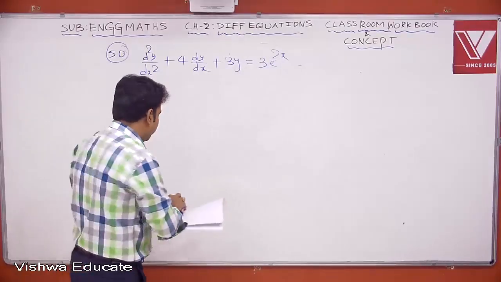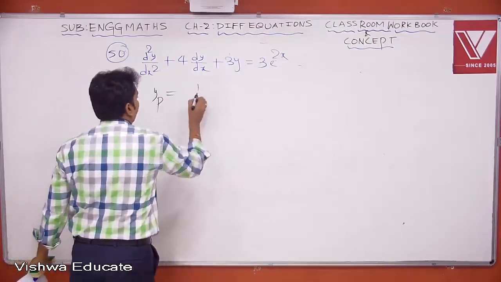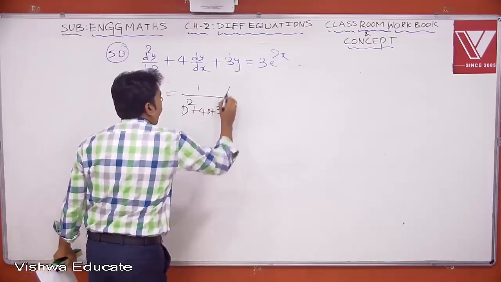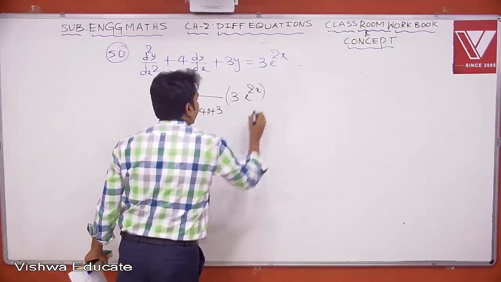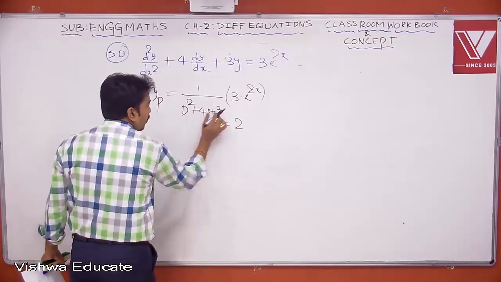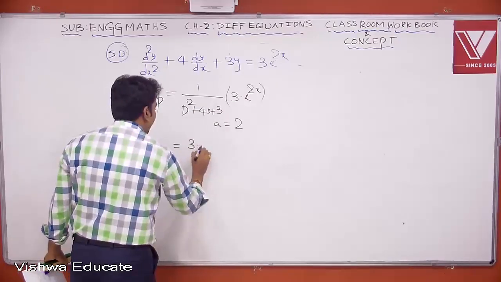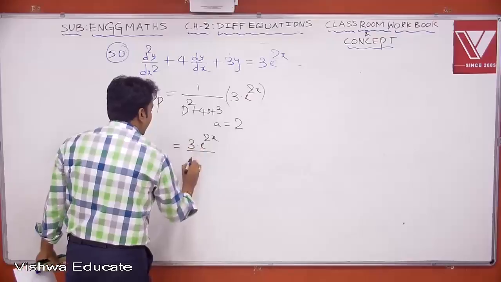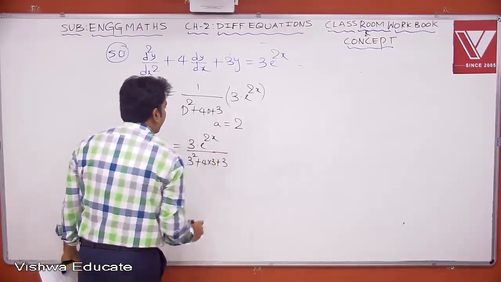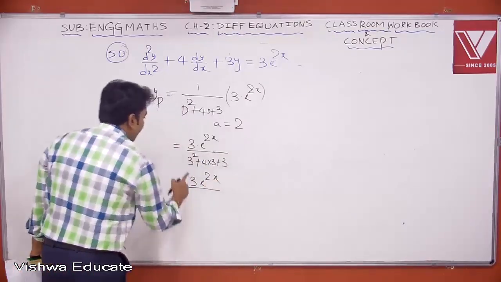Now look at this. I can find its Yp directly. So Yp equals 1 by f(D), that is D square plus 4D plus 3, of 3 times e power 2x. Here a value is 2. So when you replace D by 2, this will not be 0. Therefore 2 is not a root of this equation, so we can apply case 1. This is 3 times e power 2x divided by, replace D by 2.